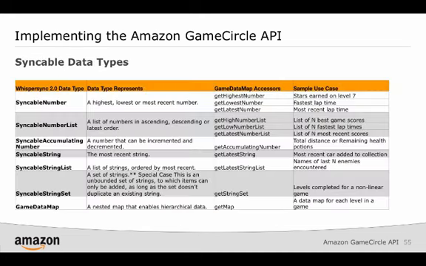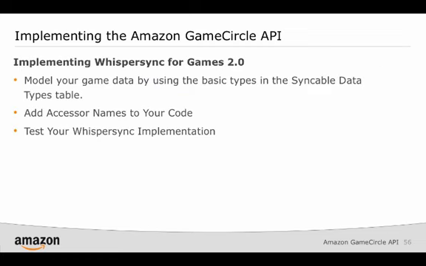WhisperSync for Games offers many types of syncable objects and several strategies for resolving conflicts. Model your game data by using these basic types. Add new values simply by retrieving them by name. If they don't exist, they'll be created on the fly and synchronized from that point on.